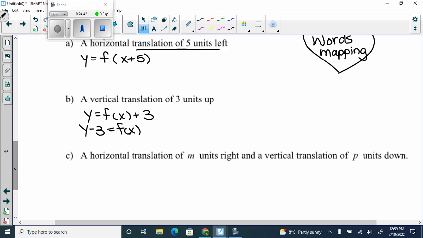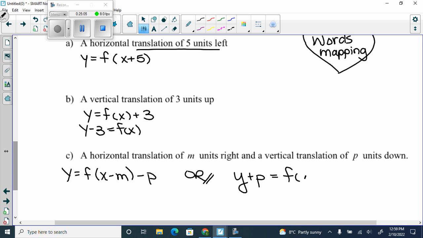And then C says a horizontal translation of m units right and a vertical translation of p units down. So we're going to go y equals f. M units right, so we go x minus m. And p units down, minus p. Or, the p could be with the y and be the opposite sign. I only write the second version because that's how they could have it as multiple choice, but I will always fill it into the y equals. Then we're going to flip over.